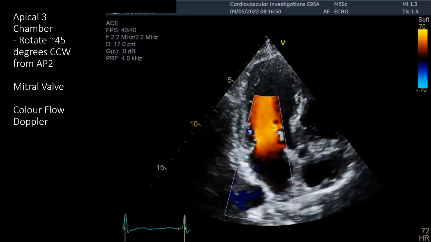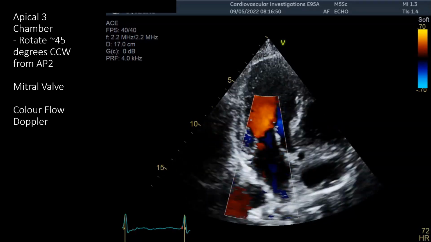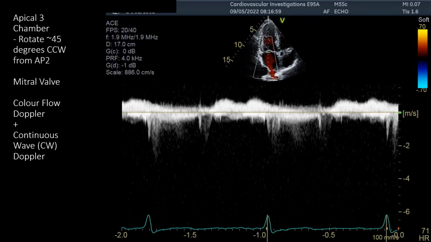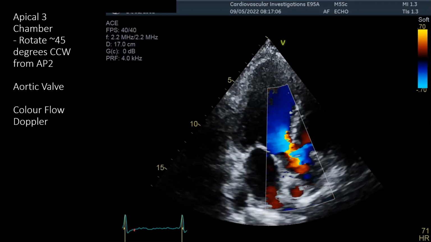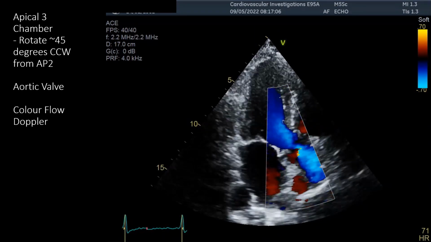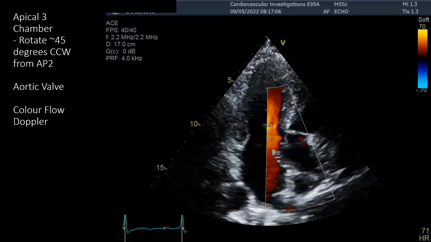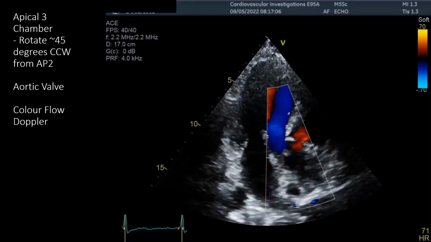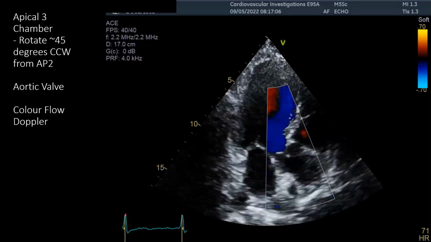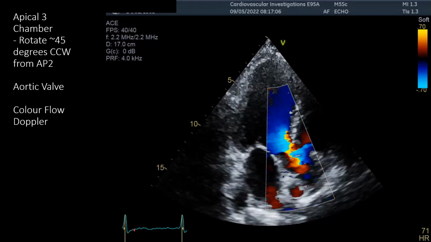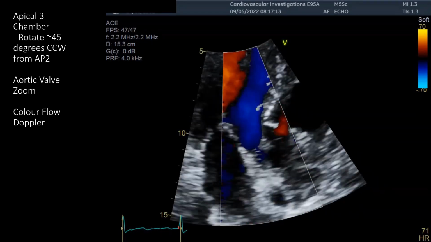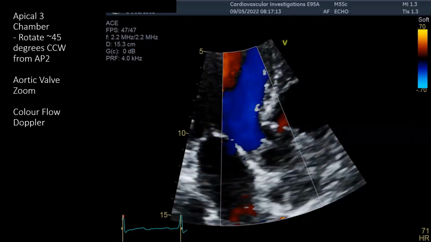We can interrogate with color flow across the mitral valve again, and again use continuous wave Doppler to prove that we've only got a trivial regurgitant jet across the mitral valve. And we can now also look at the flow across the left ventricular outflow tract and across the aortic valve with color flow. And this is a zoomed image of the same.